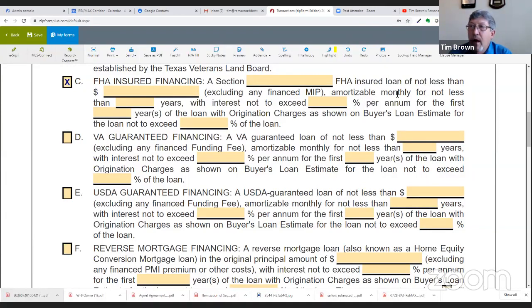All right. Amortizable monthly for not less than, again, the length of the loan, generally 30 years, with an interest rate not to exceed a certain amount for the first 30 years of the loan, and origination charges not to exceed 1 or 2% of the loan. Again, talking with the lender to ensure that you have the right numbers and the right times in there is critical. So before you take your people out, you get them pre-approved.